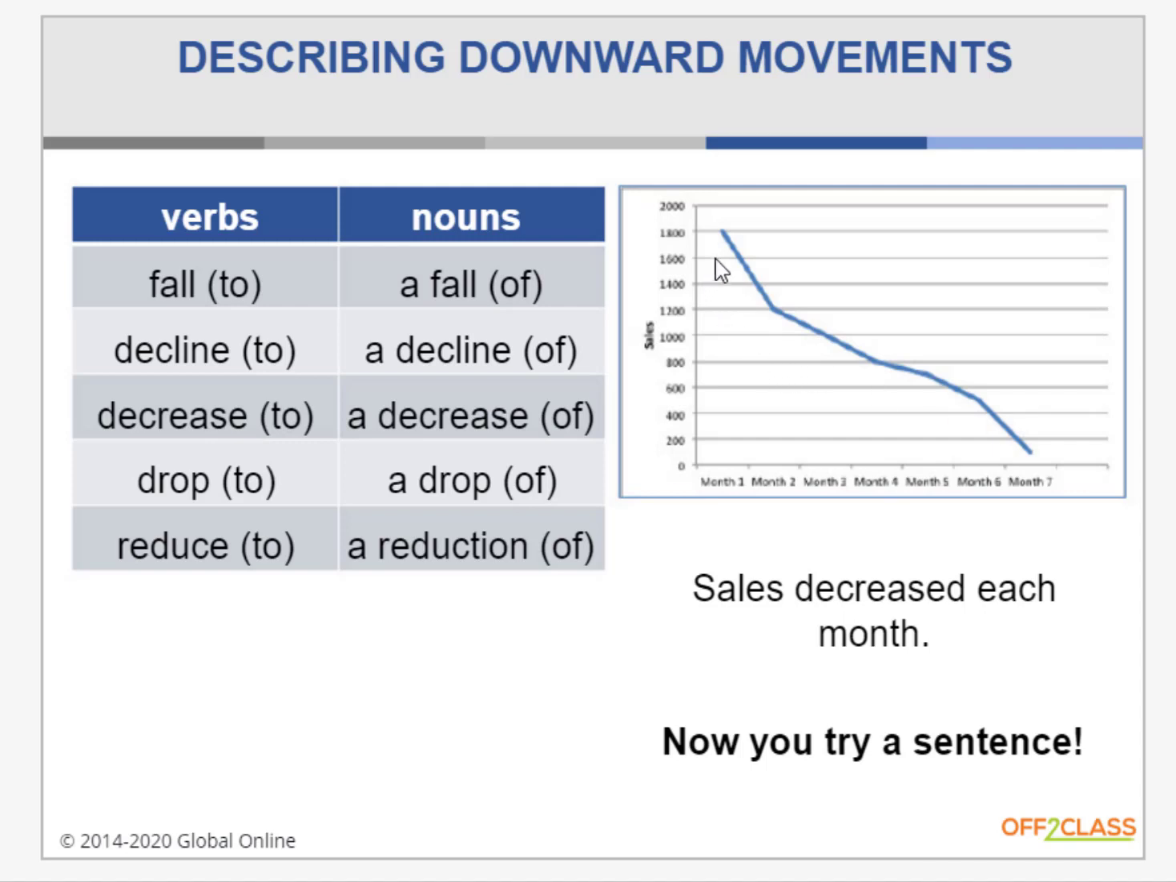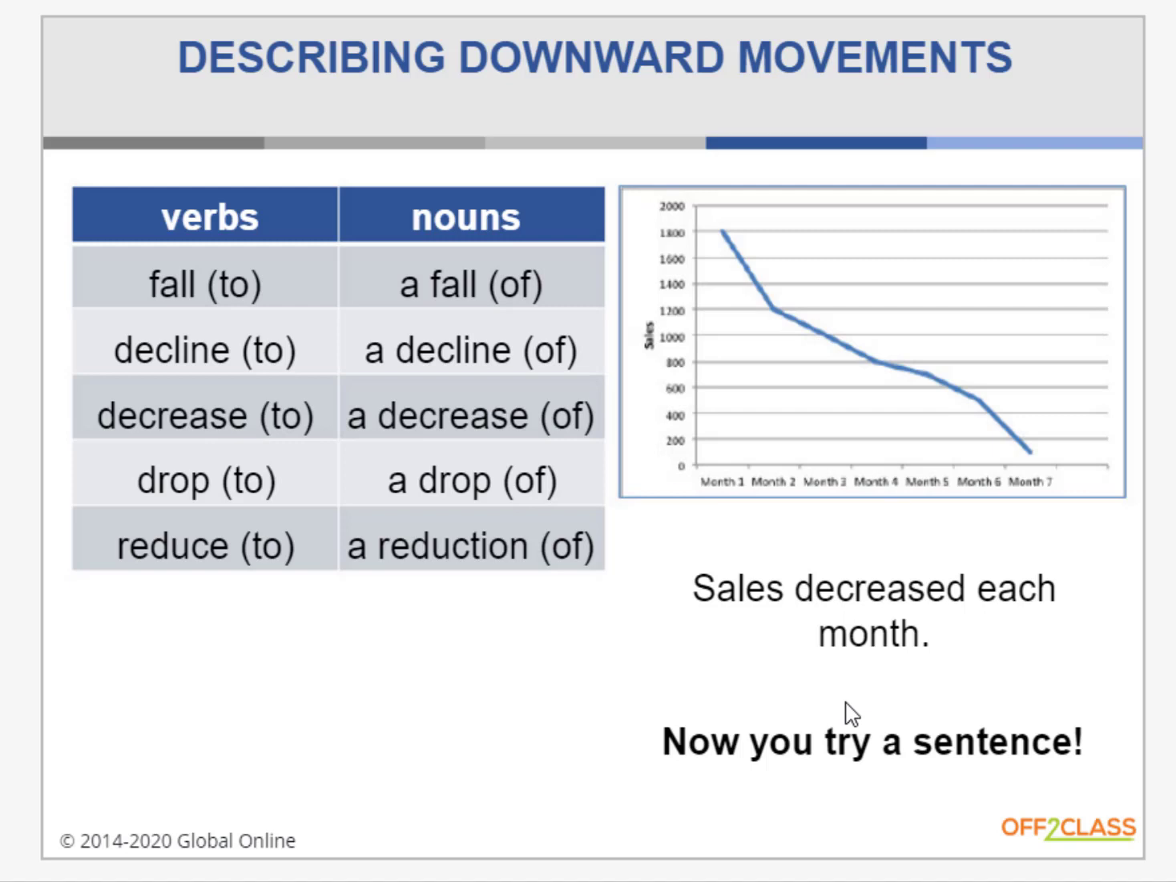Now here are some verbs and nouns to describe downward movement. You can see in this chart that the number is going down over the course of time. So you have some verbs and you have the noun version as well. You can say fall to, decline to, decrease to, drop to, reduce to, or you can use a noun: a fall of, a decline of, a decrease of, a drop of, a reduction of.